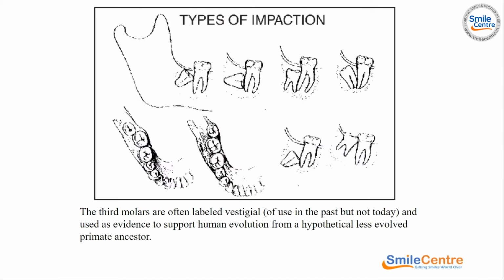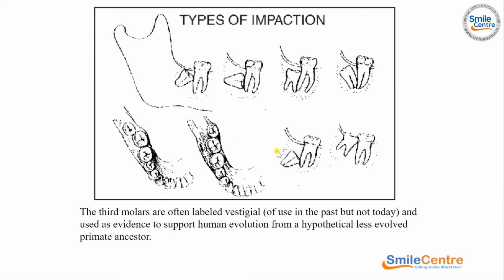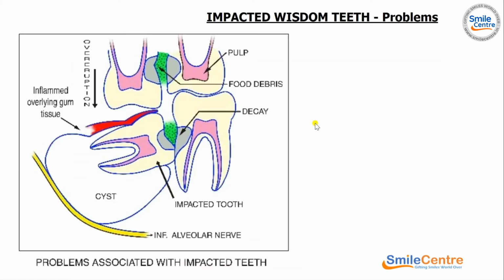So this is what happens now. These are the types of impaction of wisdom teeth. In the lower jaw, you can see in different angulations how the teeth are positioned, and these are the angulations in which the upper wisdom teeth are seen, again because of lack of space for eruption.